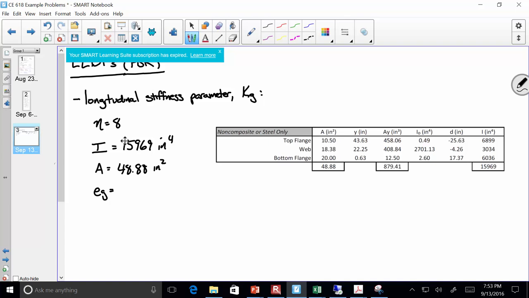Now, I'm going to write out the definition. You all have it on your slides, but I'm going to go ahead and do it again. All right. EG is defined as the distance from the center of gravity of the beam to the center of gravity of the slab. Okay? So, what do I mean by that?